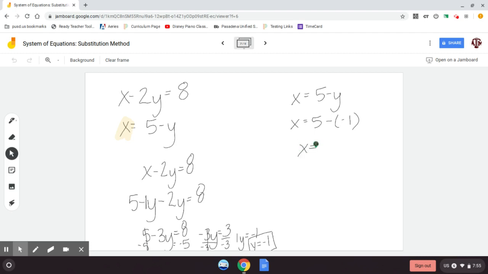Okay. And then for those of you that know the rule, keep, change, flip. Because this looks a little funky, I can keep the first number, change my operation, and flip the sign of the second number. 5 plus 1 is 6. So these two equations will cross at 6, negative 1. Okay.